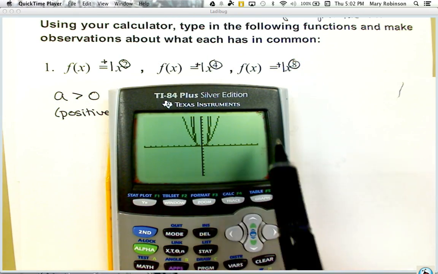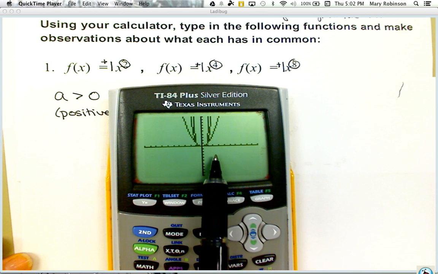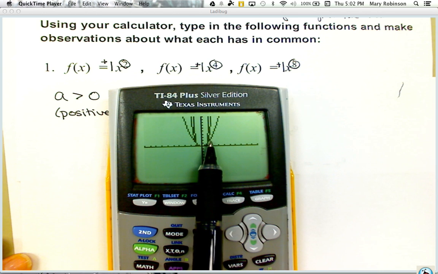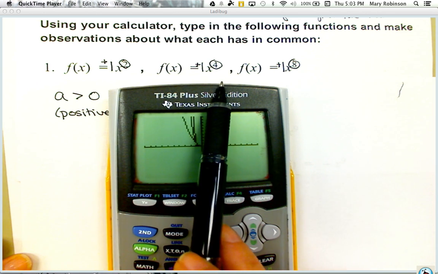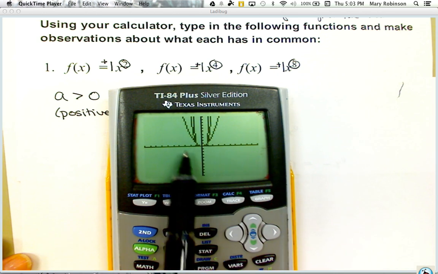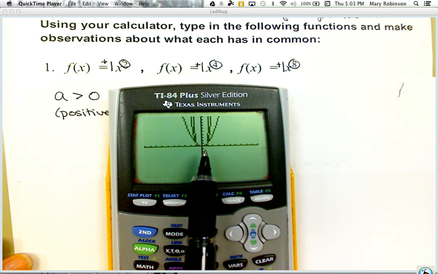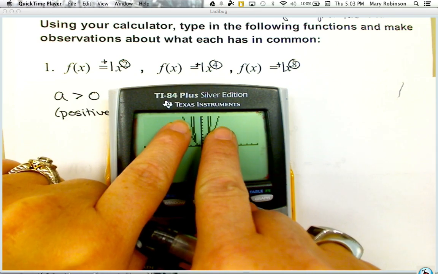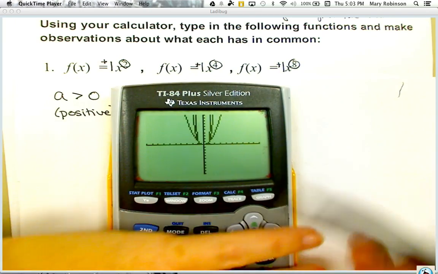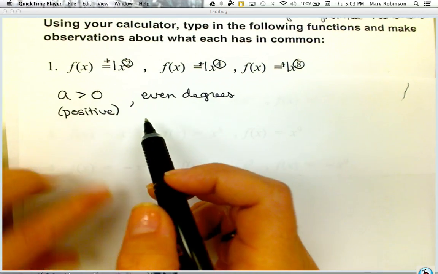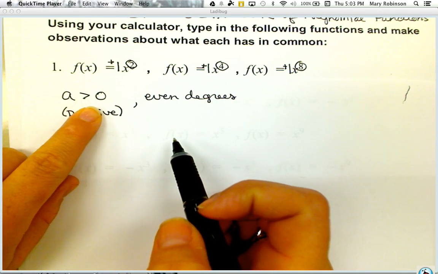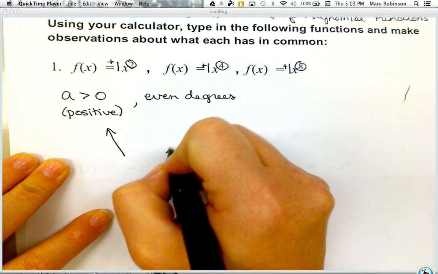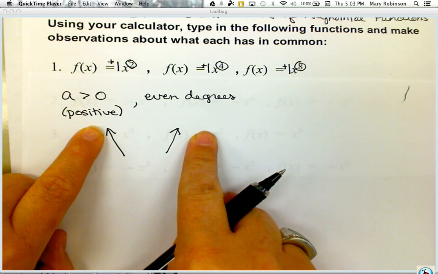So what we notice is that the graphs are very similar. They have 3 points in common, 0, 0, negative 1, 1, and positive 1, 1, and that the larger the exponent gets, the narrower our graph appears. But what we do notice, however, is that they all have something else in common, and that is that both ends go in the upward direction. So what that means is that for all functions where our a value is positive and our degree is even, we're always going to have both ends go up.